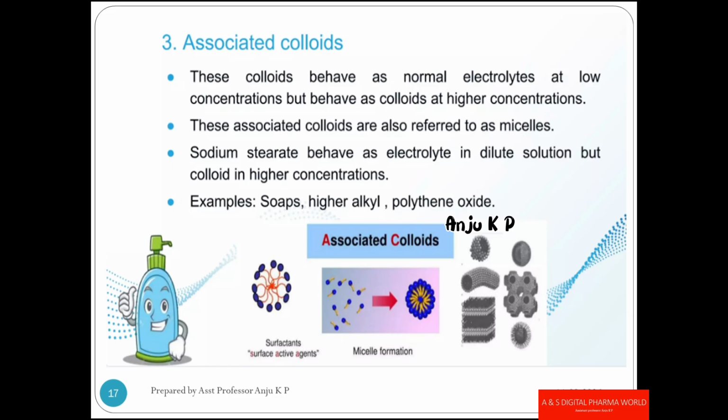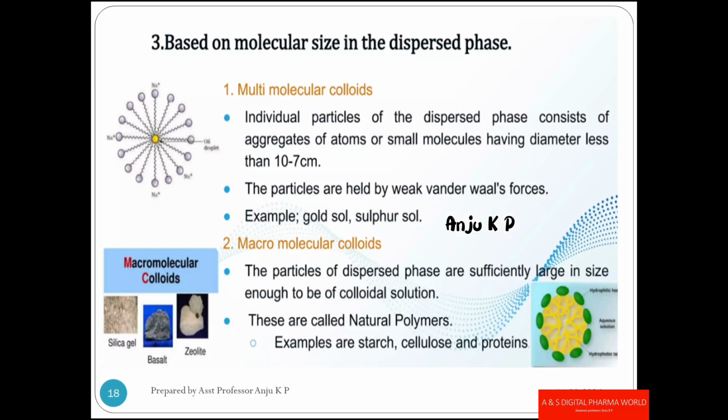Next we'll go for the next classification, that is based on the molecular size in the dispersed phase. We have multimolecular, macromolecular as we discussed. Okay, in the case of multimolecular colloids, individual particles of the dispersed phase consist of aggregates of atoms or small molecules having diameter less than 10 to the power minus 7 centimeter.